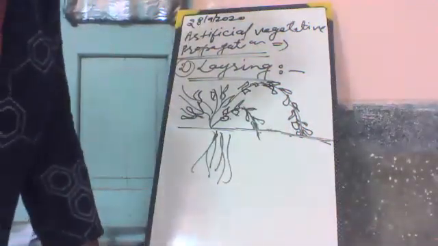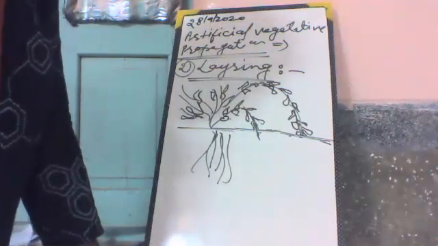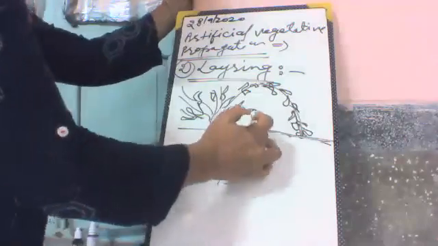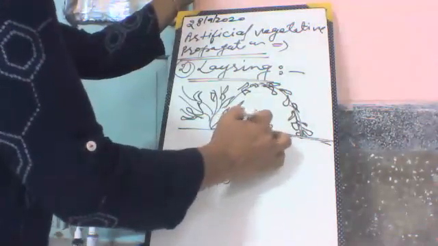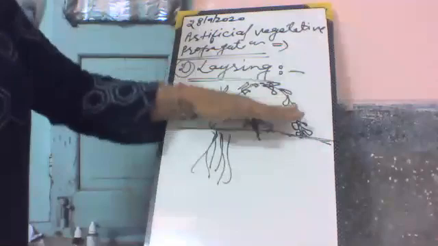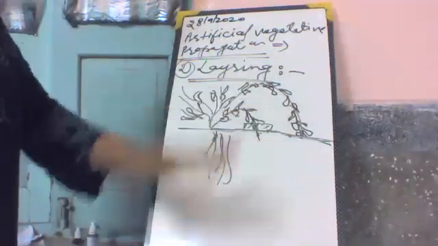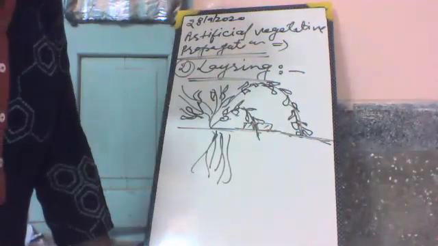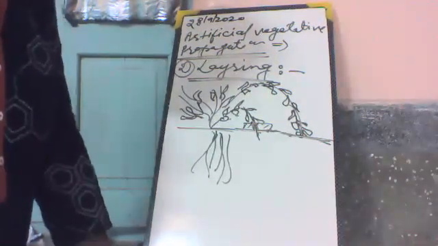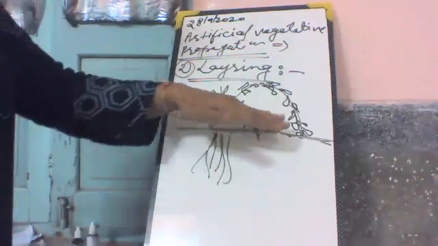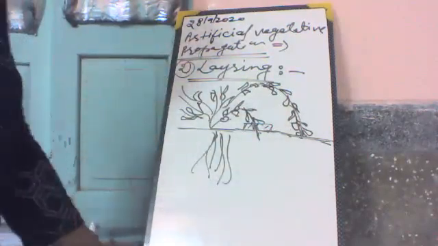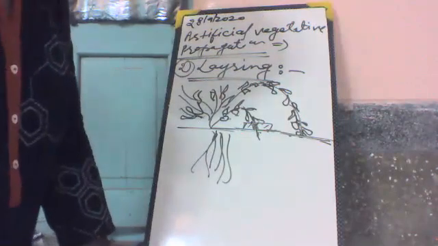A heavy object such as a small piece of stone or brick is put on it to fix it in the soil. It is kept on the branch so that it does not come out of the soil.